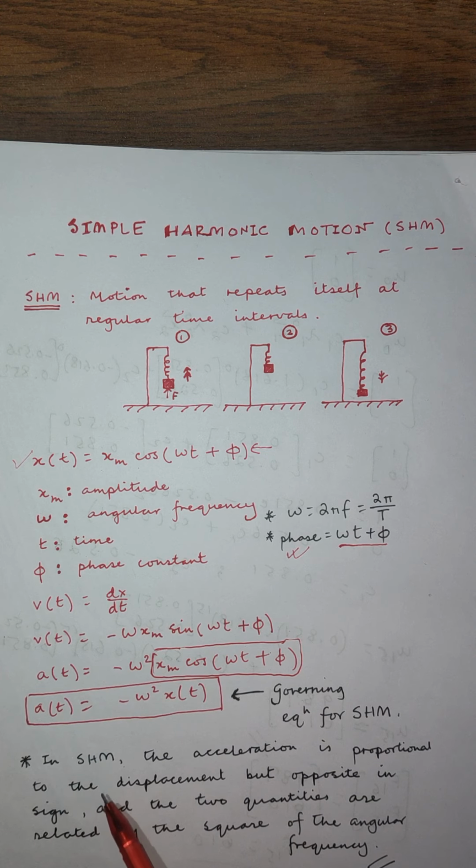In simple harmonic motion, the acceleration, which is this, is proportional to the displacement, which is that, but opposite in sign. We have the negative sign, and these two quantities are related by the square of the angular frequency.